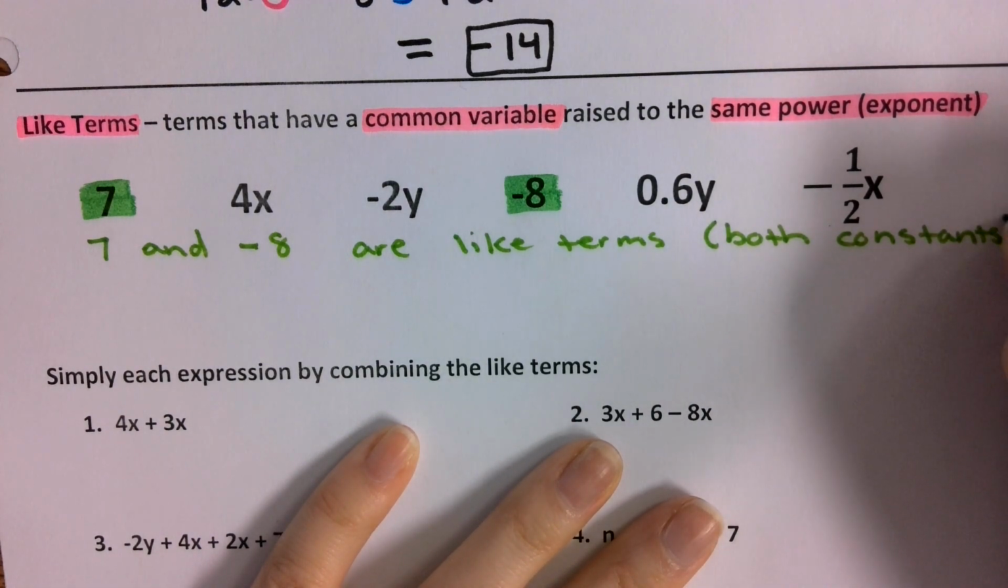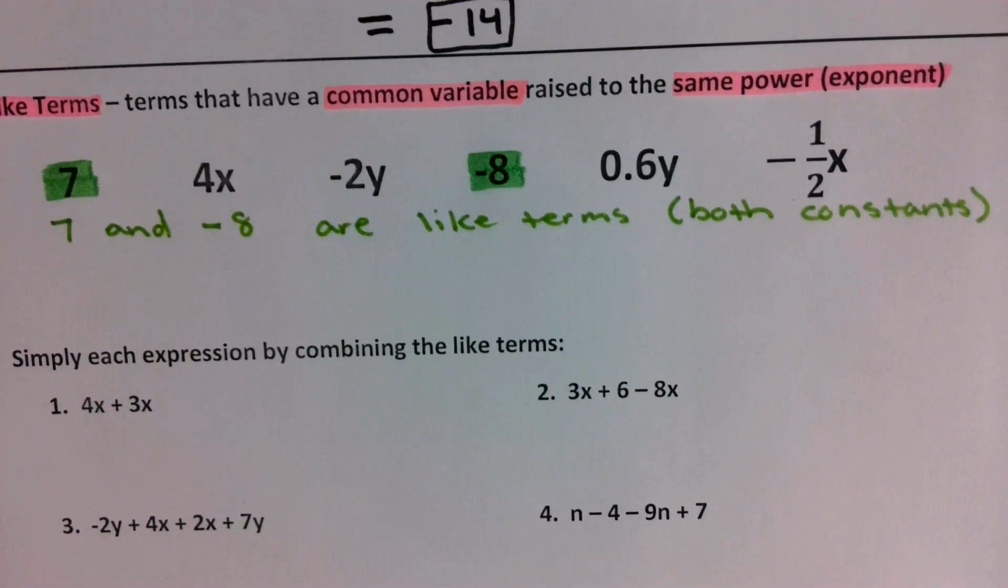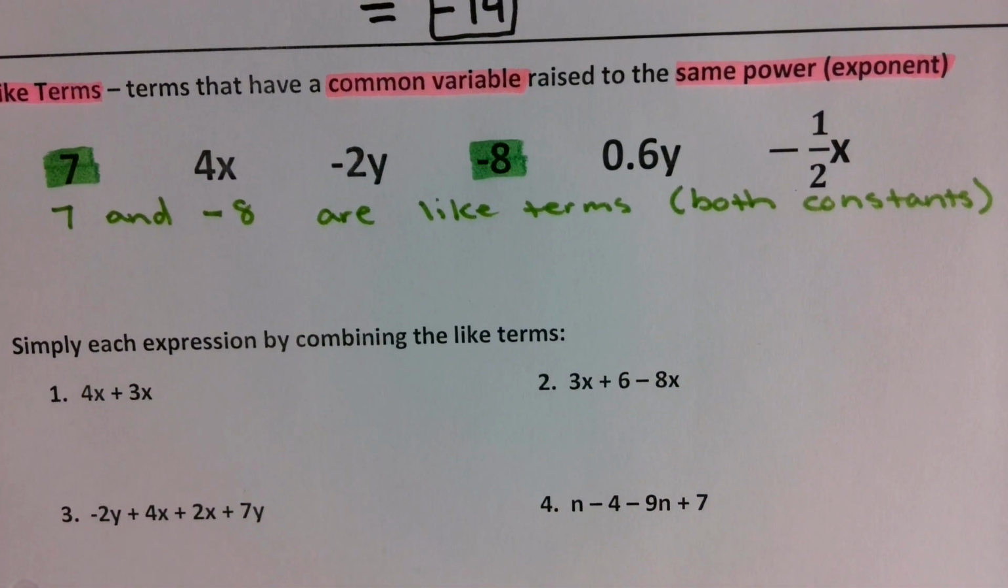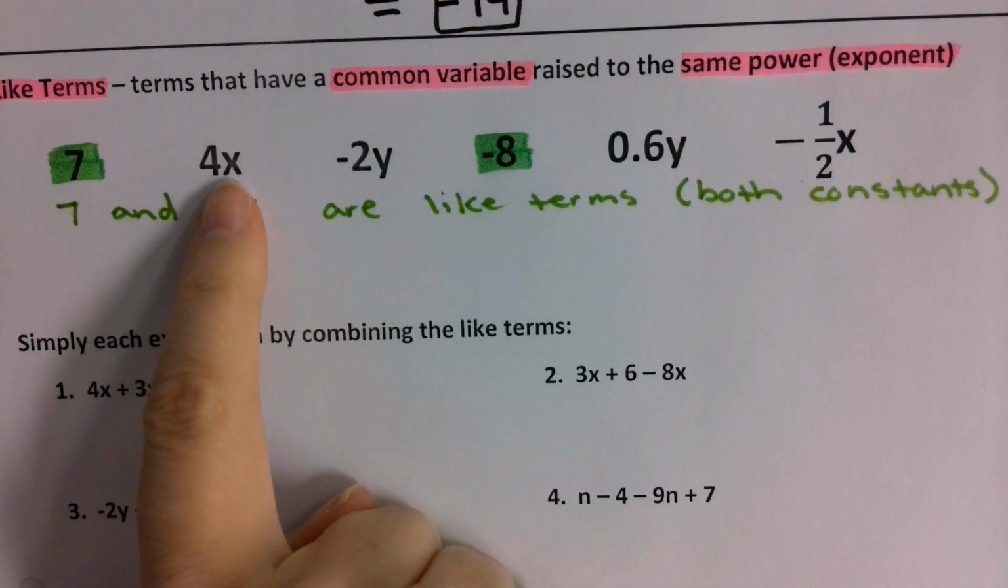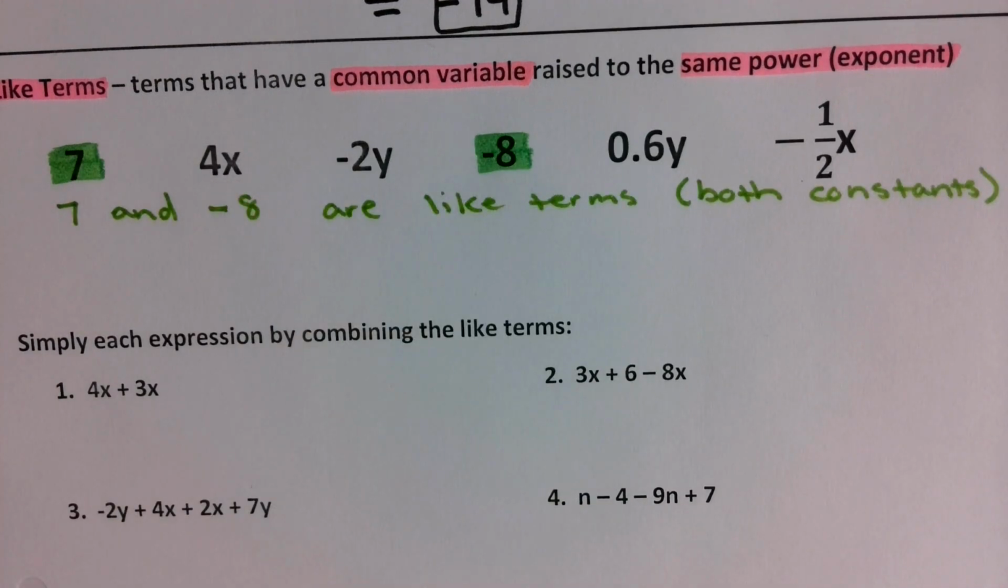That's what makes them alike. They are both constant values. Okay, so let's take a look at our next term here. We've got a 4x. I'm going to go ahead and highlight that one in pink.